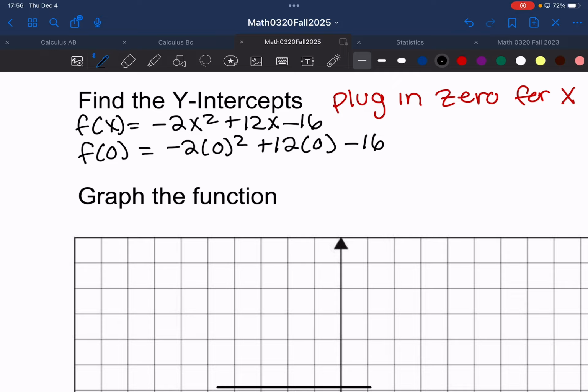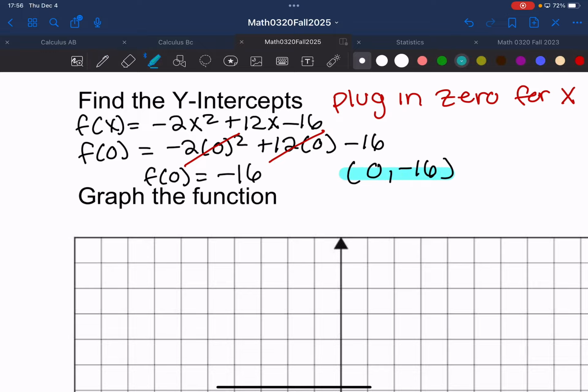What's going to happen to those first two terms? They're going to go to 0, so they're gone, which means we have f of 0 is equal to negative 16. And since this is a y-intercept where we plugged in 0 for x, we would write this as the point 0, comma, negative 16. And that would be our answer.